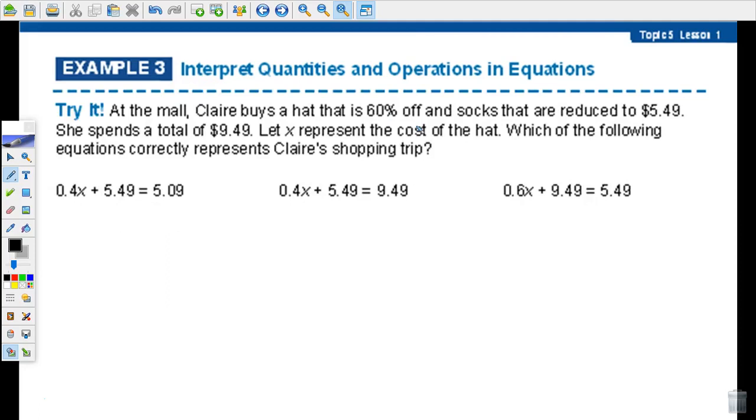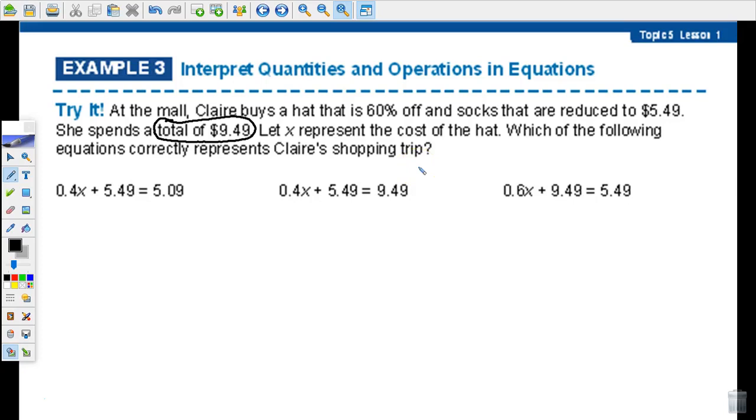Example 3, try it. At the mall, Claire buys a hat that is 60% off and socks that are reduced to $5.49. She spends a total of $9.49. Let X represent the cost of the hat. Which of the following equations correctly represents Claire's shopping trip? All right, class. Pause.